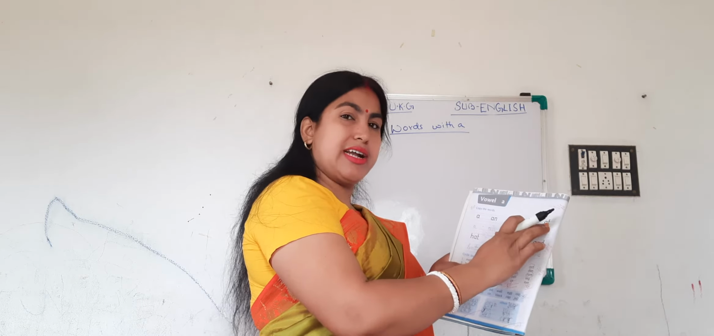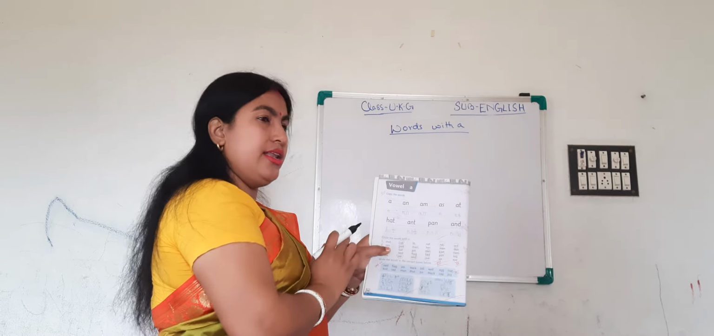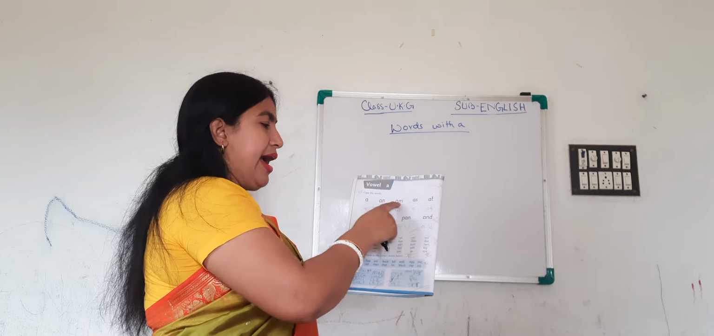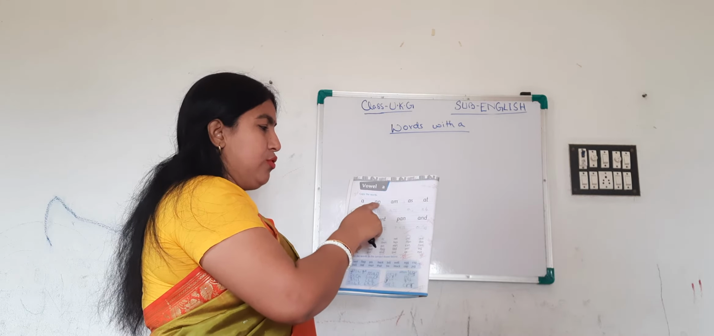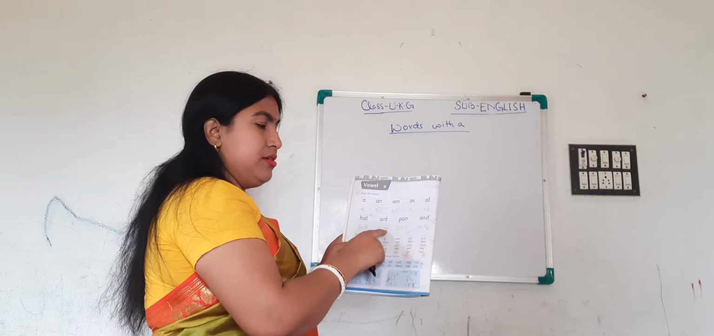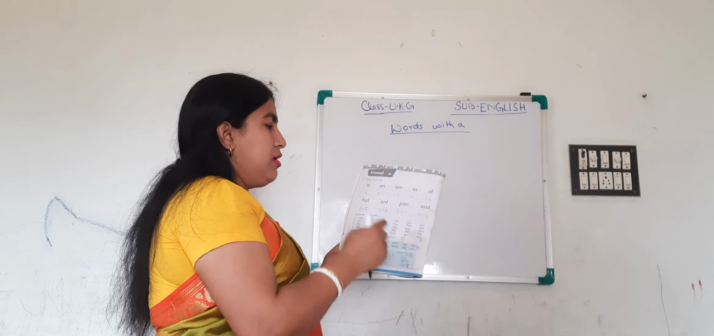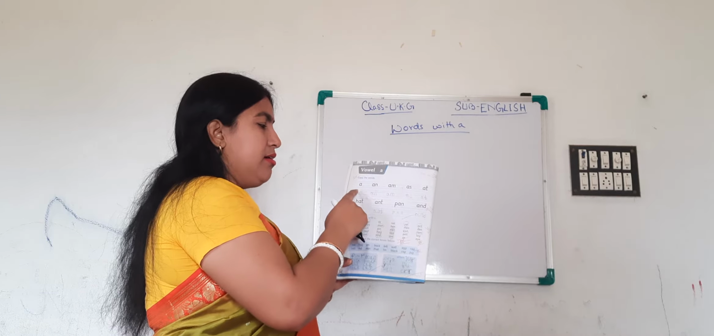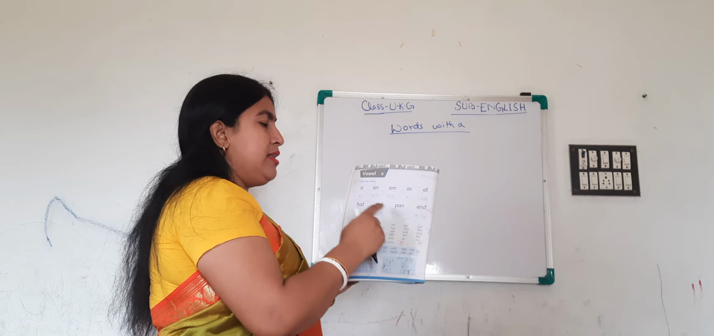Ekhan kichu words lekha ache already. Okay? Look here. Kichu words already lekha ache. You have to write the words as same here. Look and write. Means you have to look and write the words here. Got it? Now, first is A.